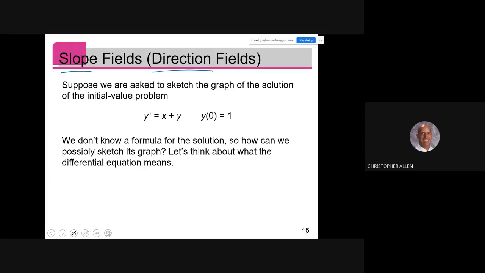Okay? So suppose that we are asked to sketch the graph of the initial value problem y prime equals x plus y, and y(0) is equal to 1. We don't know a formula for the solution. Now notice I'm not telling you the solution. In fact, I'd like you to think about this.